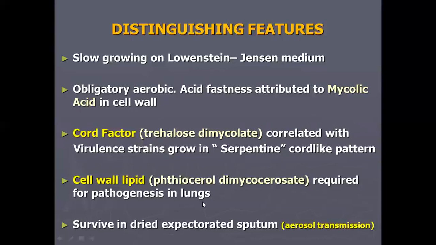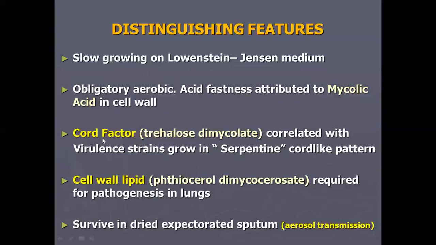It is an obligate aerobic microorganism, and the acid fastness of this organism, why this organism is resistant to the action of the acid in the acid-fast staining procedure, is because of the mycolic acid which is present in the cell wall of Mycobacterium tuberculosis. Now we'll have to take another two structures which are present in the cell of Mycobacterium tuberculosis. It has a cord factor.